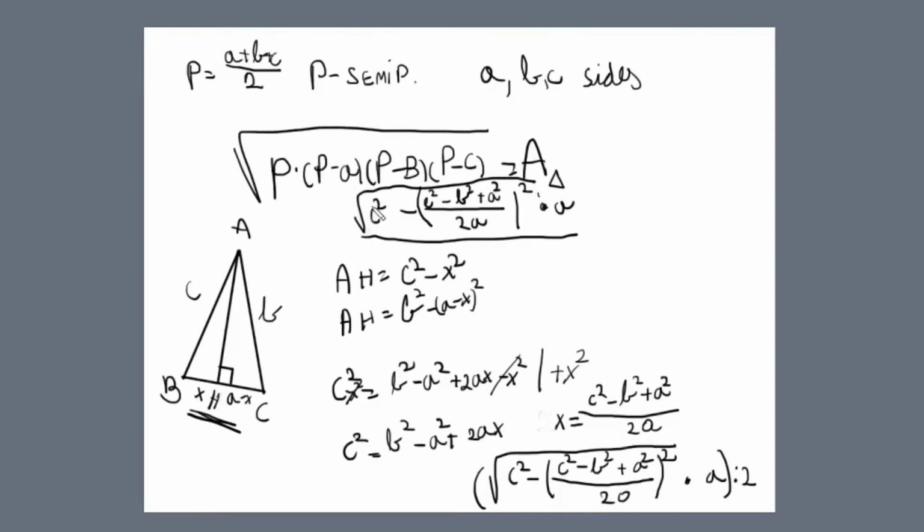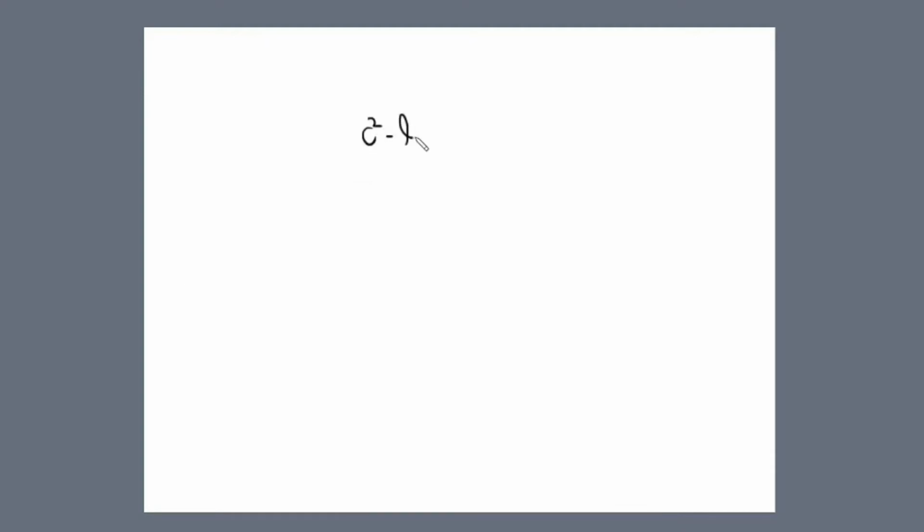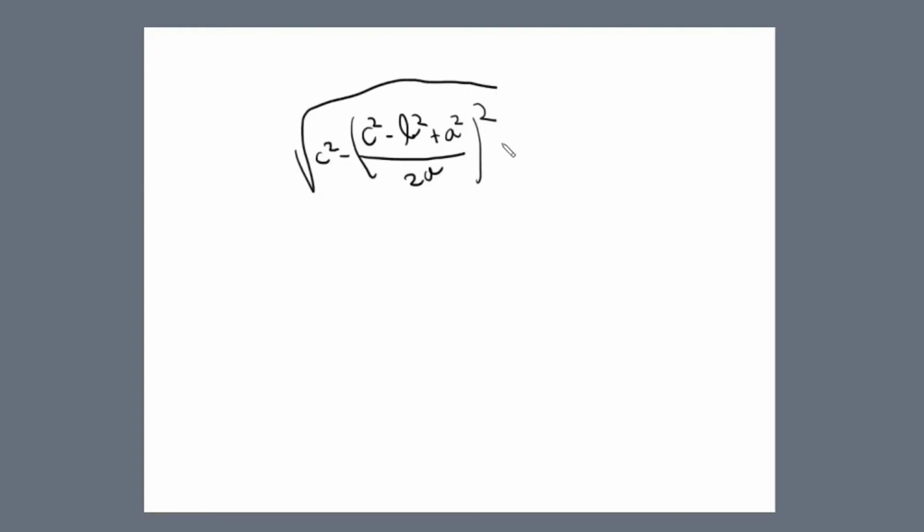So you might be wondering, why do we need such a thing? I'm going to write it just once more. C squared minus B squared plus A squared, so it's C squared minus B squared plus A squared all over 2A. This is C squared minus all of this squared, the square root, everything multiplied by A all over 2. Now, you might be wondering, this seems a lot more complicated than Heron's formula would normally be.